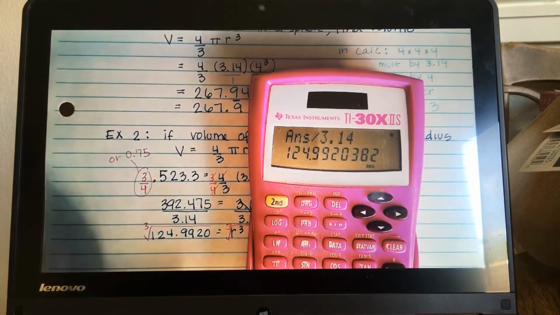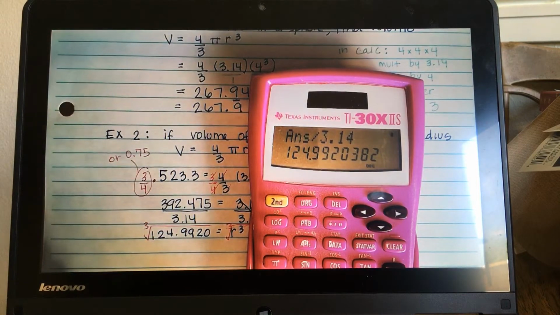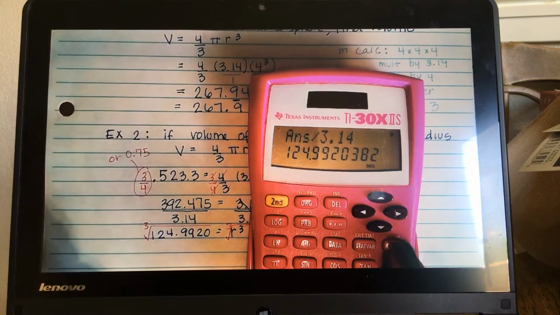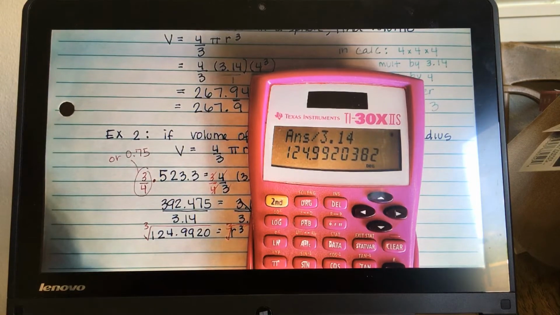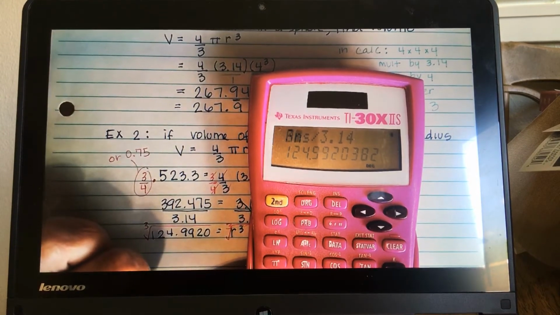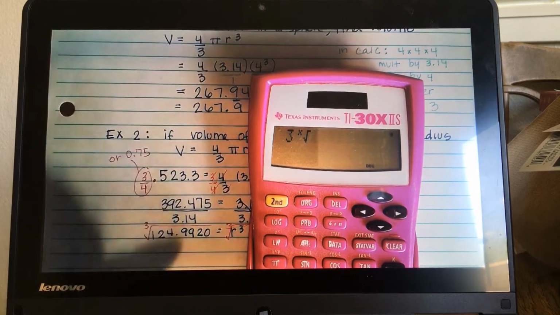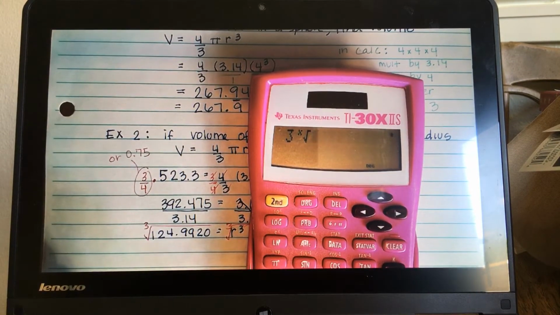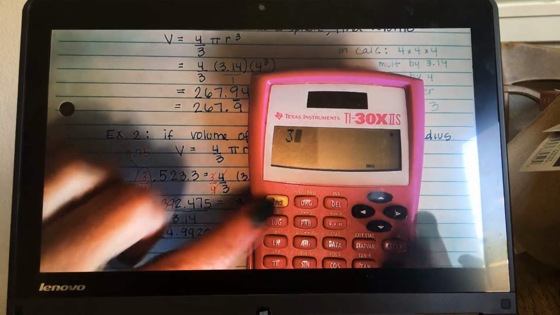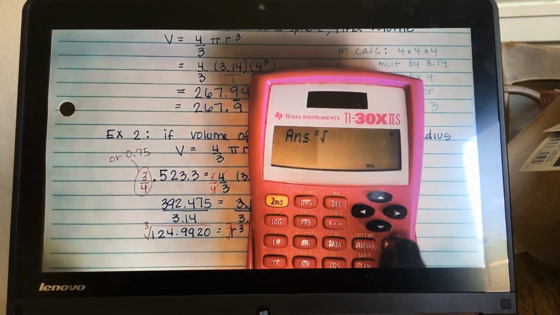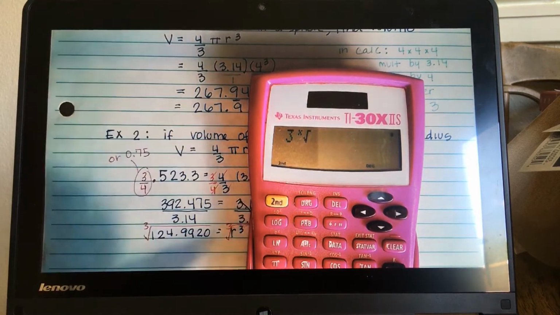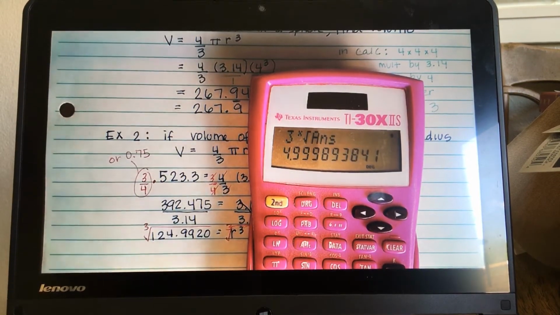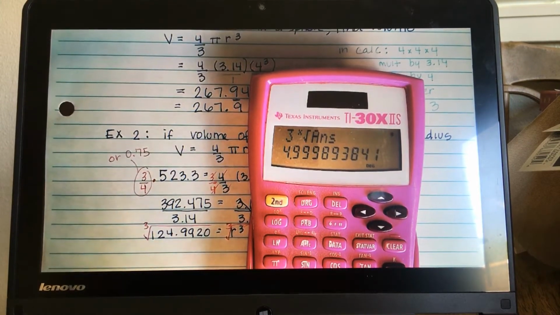And so my cube root button is a little bit different. I have to actually clear, let's see. I have to figure out how to use this calculator here. So the cube root, maybe not. Cube root of my answer. There we go. Again, this calculator is a little bit tricky.